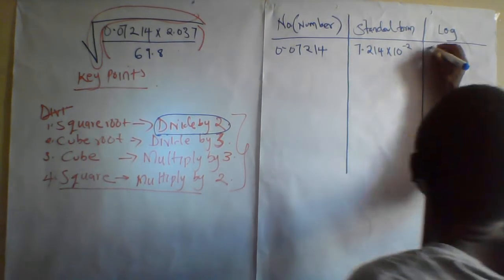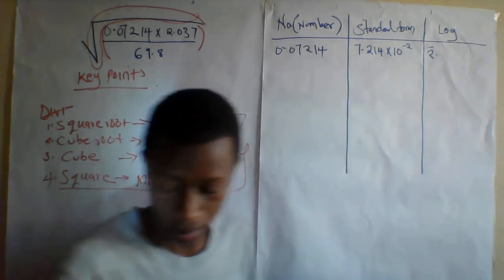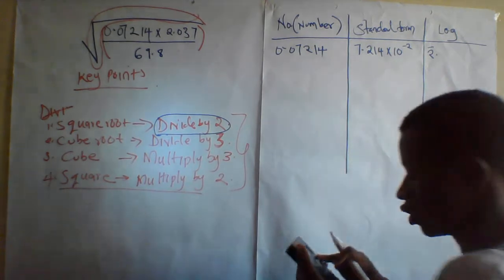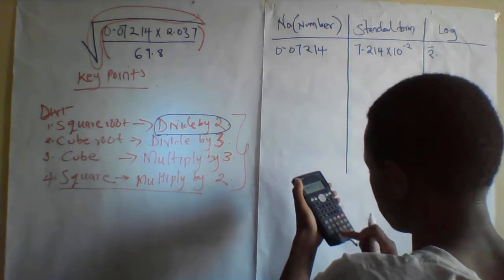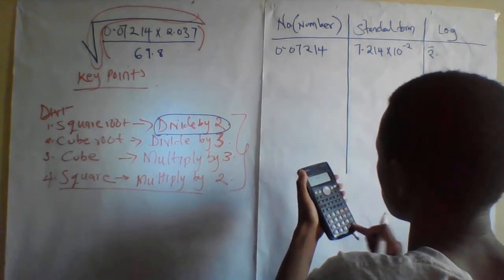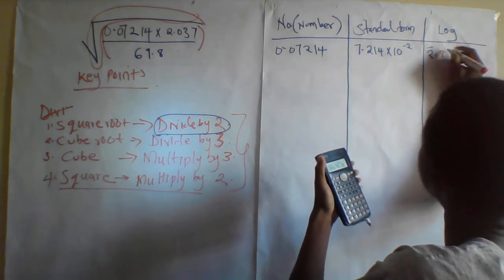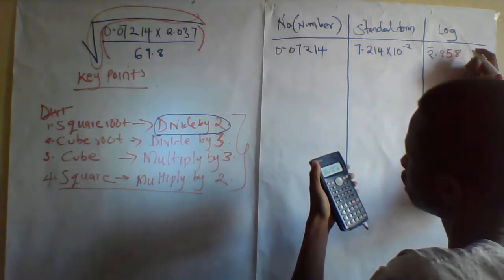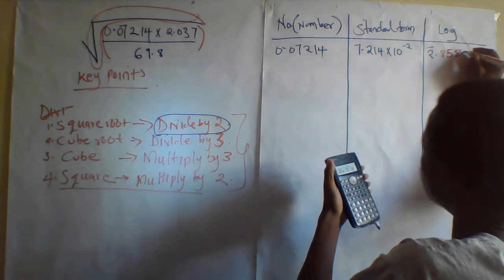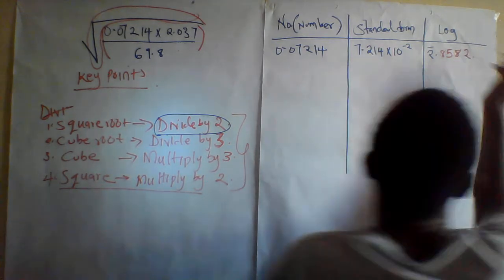So this becomes bar 2. Then the log of 7.214 becomes 0.85882.